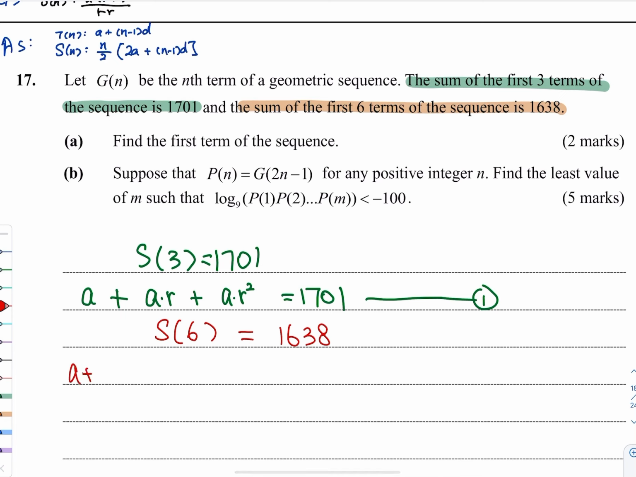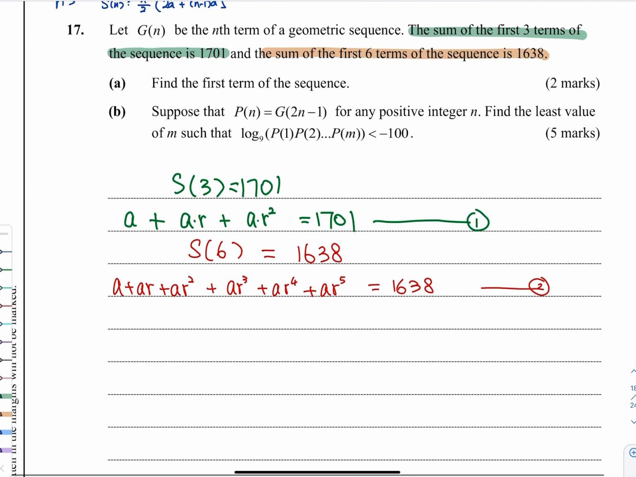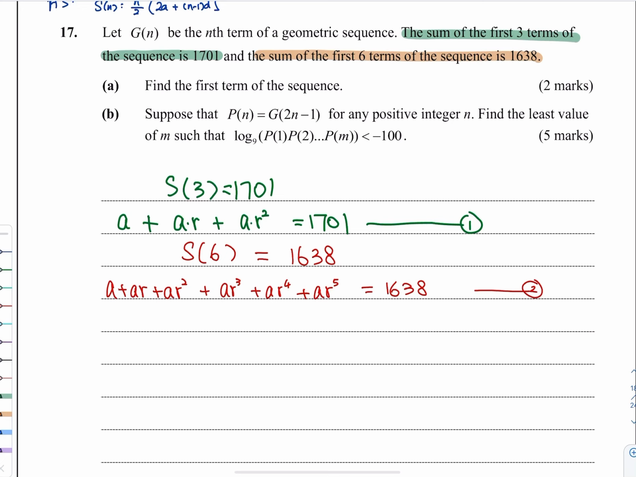again you can do A plus AR plus AR square plus AR to the 3rd, the 4th, and the 5th, equals 1638. Now this looks much more complicated, right? Such a long expression. This part we can easily replace by 1701. But how about this? So what we do in our next step is see if there is anything common between any of them. So how about this one? Anything common?